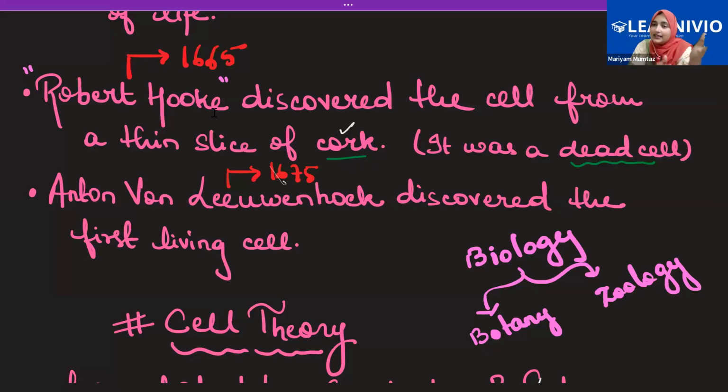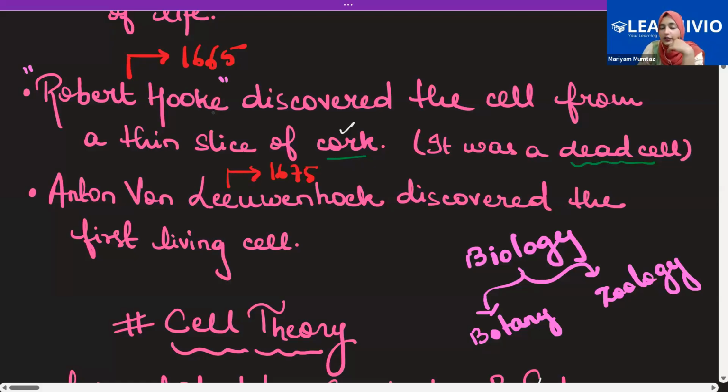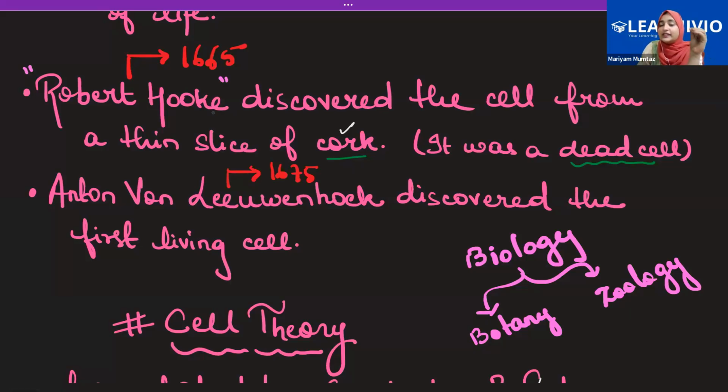The cell that he discovered was a dead cell. It was not a living cell. Then in the year 1675, there came Anton von Leeuwenhoek, and he was the one who discovered the first living cell in the year 1675.